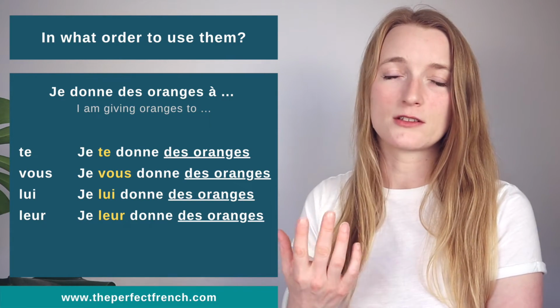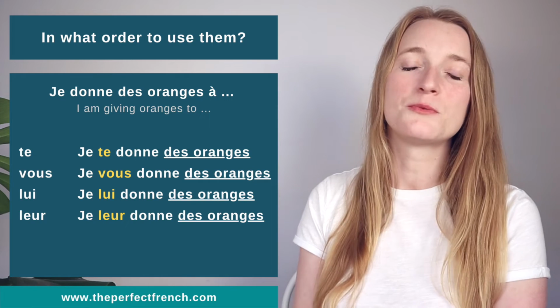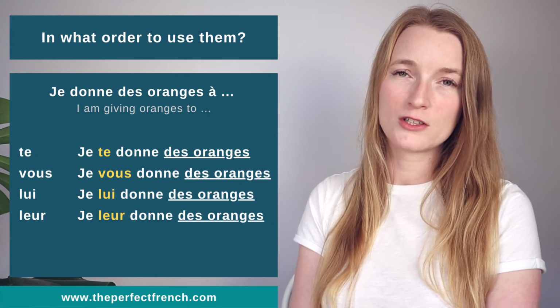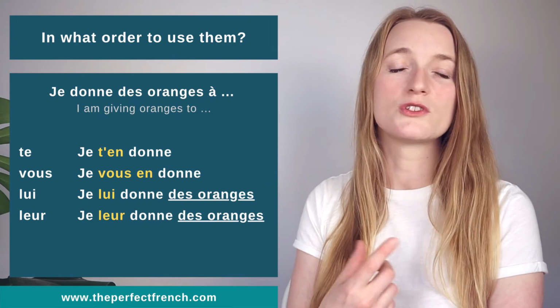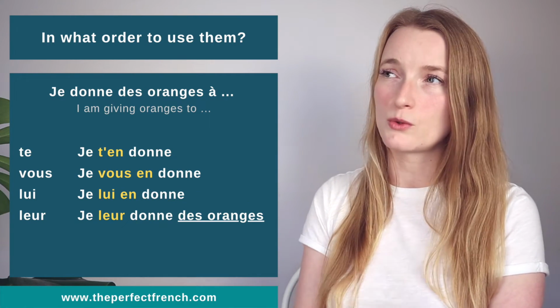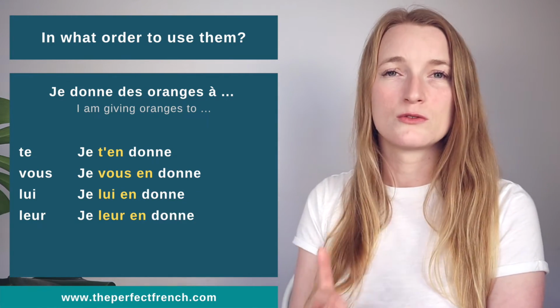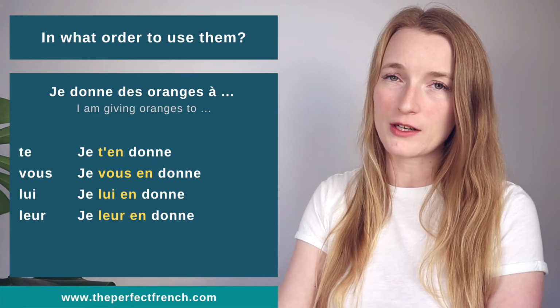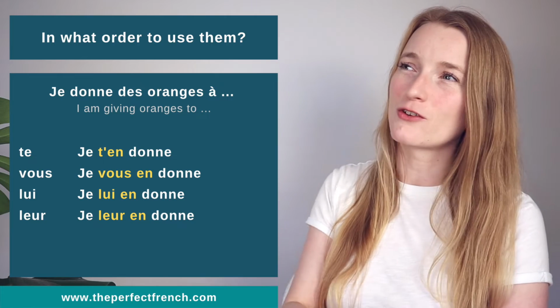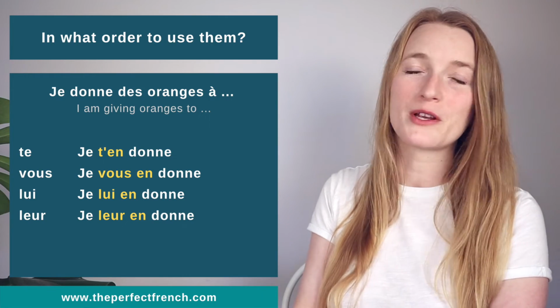Now if you replace des oranges, it's going to be the pronoun en. So, je t'en donne, je vous en donne, je lui en donne, je leur en donne. Because en is always the last one. Do you remember the donkey? So, always the last one. So you don't have to worry about it.